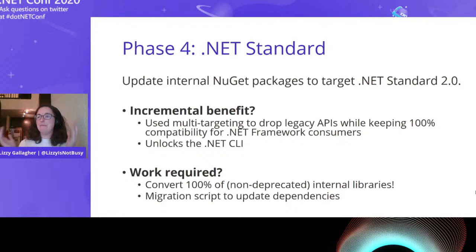The fourth phase was updating all of those 300 internal NuGet packages to target .NET Standard. In most cases, this was very simple, basically a one-line change, because .NET Standard, especially 2.0, is very compatible. But we did actually take this opportunity to multi-target some of our packages, so target both .NET Framework and .NET Standard, because this allowed us to drop some legacy APIs without doing a major version bump. So things we didn't really want to support anymore, but while still maintaining compatibility for all of our .NET Framework consumers.